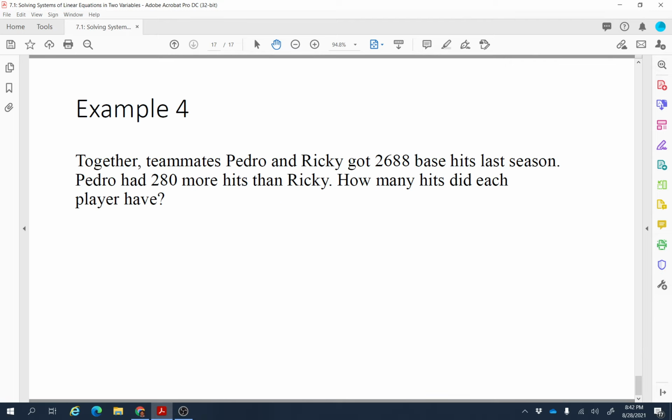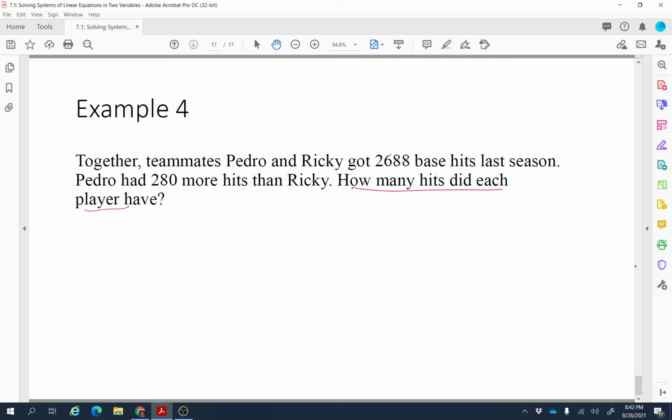So for example, let's say this is the word problem, and we are trying to use the technique of solving a system of equations to solve this word problem. Together, teammates Pedro and Ricky got 2,688 base hits last season. Pedro had 280 more hits than Ricky. How many hits did each player have?